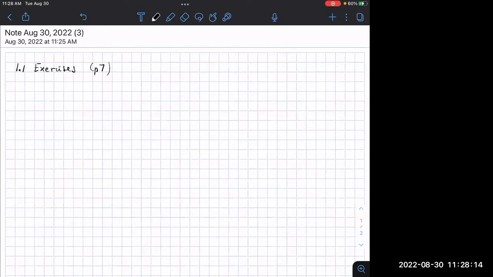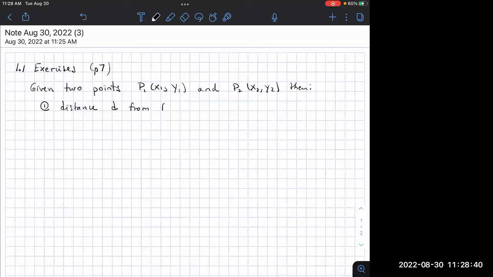Okay, so given two points, say P1 with coordinates x1, y1, and P2 with coordinates x2, y2, then 1, the distance d between P1 and P2, there's no direction here, is: distance equals the square root of (x2 minus x1) squared plus (y2 minus y1) squared.